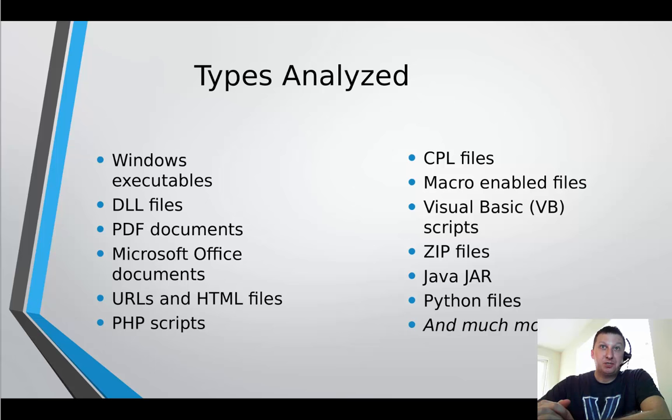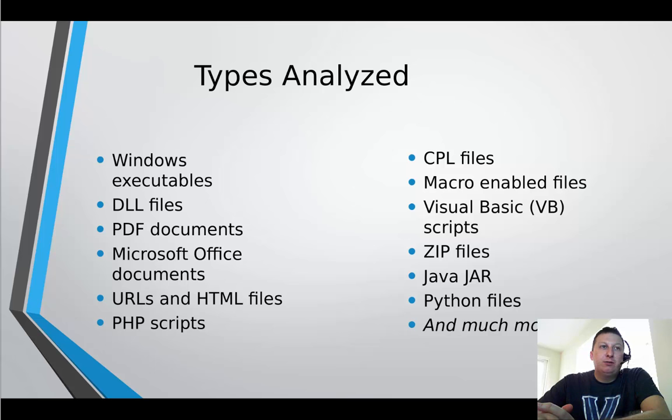PDF documents, so Adobe PDF. If you have an Adobe file, it can be analyzed through Cuckoo. Microsoft Office document files, those include Word, Excel, PowerPoint, anything Microsoft related. Those would be more related to the macro-enabled files and the VB scripts, which could be hidden inside of Office documents. URLs and HTML files: you can have Cuckoo analyze a URL if you wanted to. PHP scripts, zip files, Java jar files.